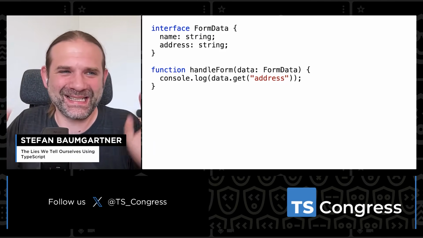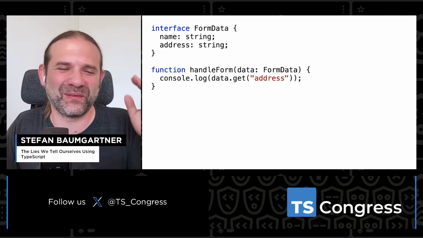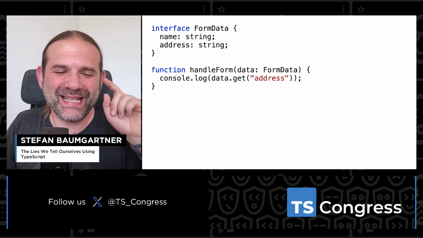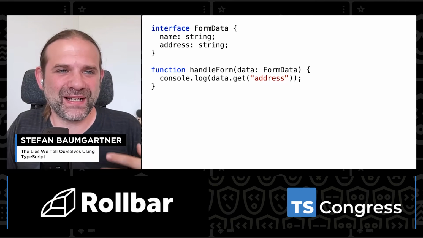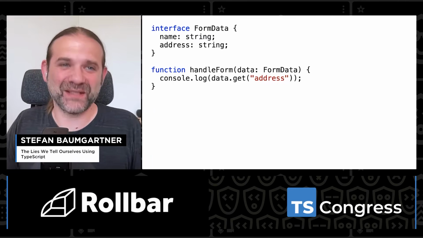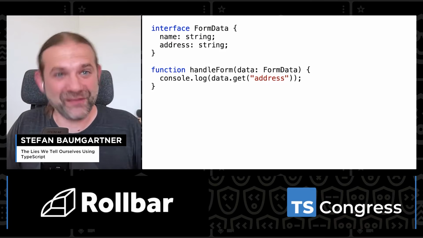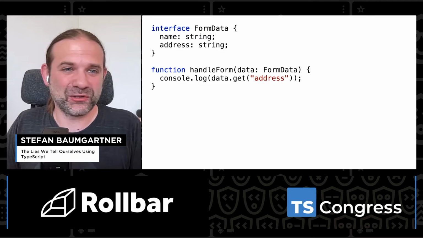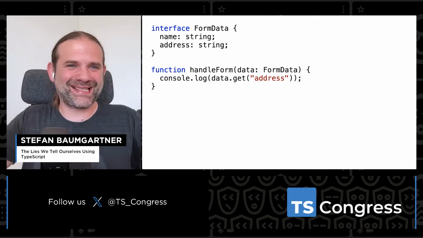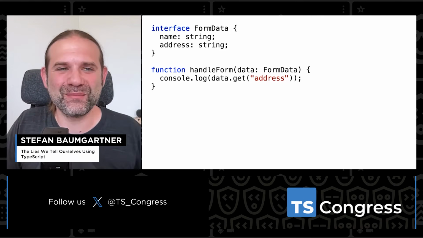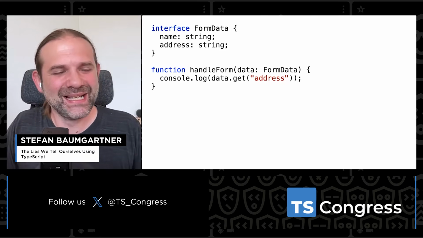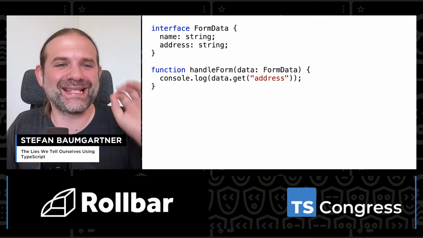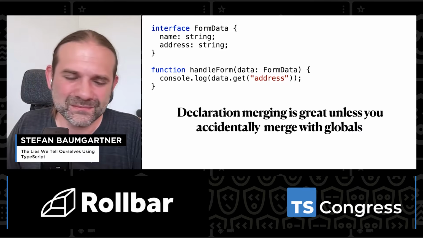I'm constantly getting messages from people on Twitter or Mastodon or wherever, where they say, I had exactly the same problem because I was defining my form data with the interface FormData, and guess what? It's a global, and nothing tells me that it's a global. And suddenly you're getting more methods like .get, .set. Where is this coming from? Well, it's coming from a global FormData interface that I accidentally merged with. So declaration merging is great unless you accidentally merge with globals.